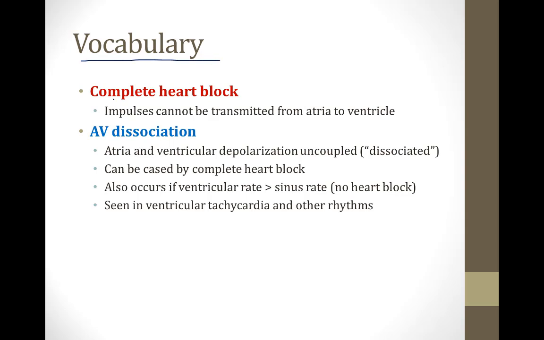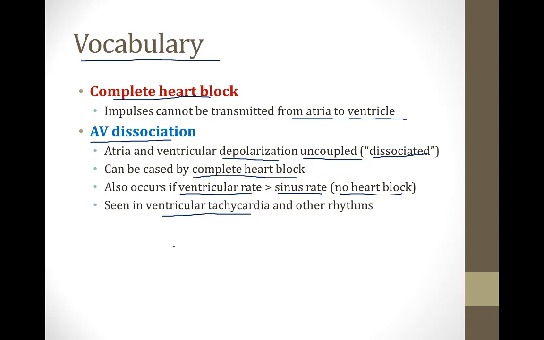When we say that a patient has complete heart block, we mean that impulses cannot be transmitted from the atria to the ventricles. This is what we saw in the examples of third-degree heart block a few slides ago. When we say there is AV dissociation, we mean the atria and the ventricular depolarization have become uncoupled or dissociated from one another. This can be caused by complete heart block, as we saw in those examples of third-degree heart block. However, it can also occur if the ventricular rate gets higher than the sinus rate in absence of heart block, and this is seen in ventricular tachycardia and some other tachycardias.